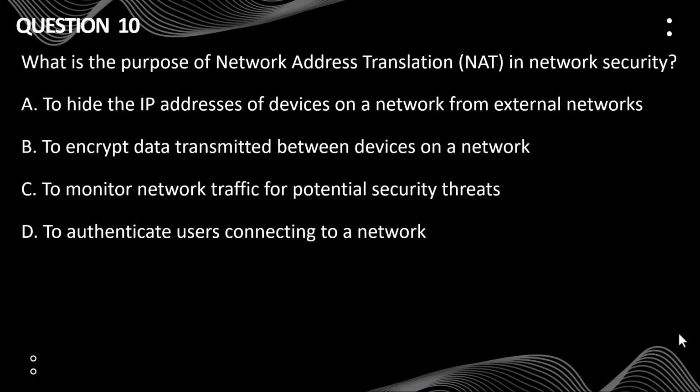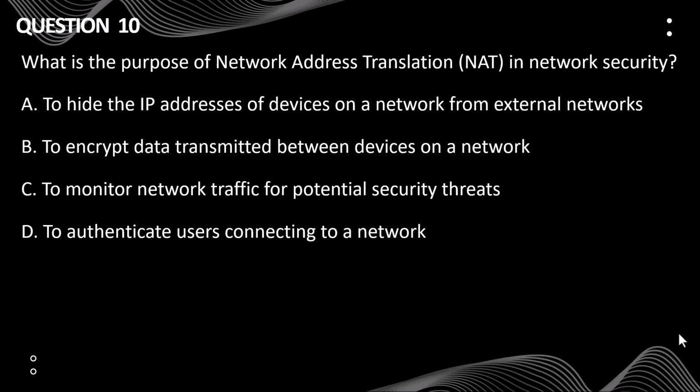Question 10. What is the purpose of network address translation in network security? Option A. To hide the IP addresses of devices on a network from external networks. Option B. To encrypt data transmitted between devices on a network. Option C. To monitor network traffic for potential security threats. D. To authenticate users connecting to a network.